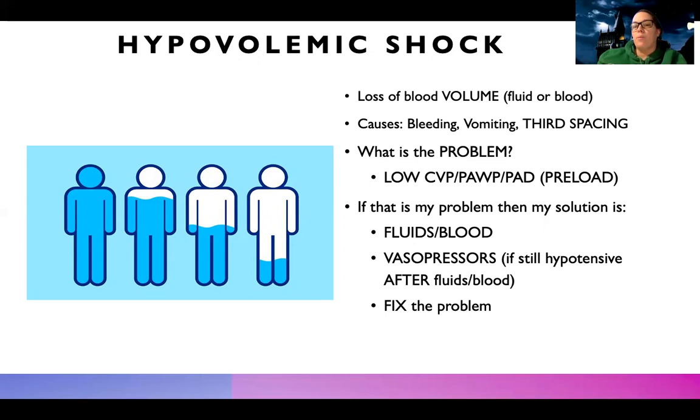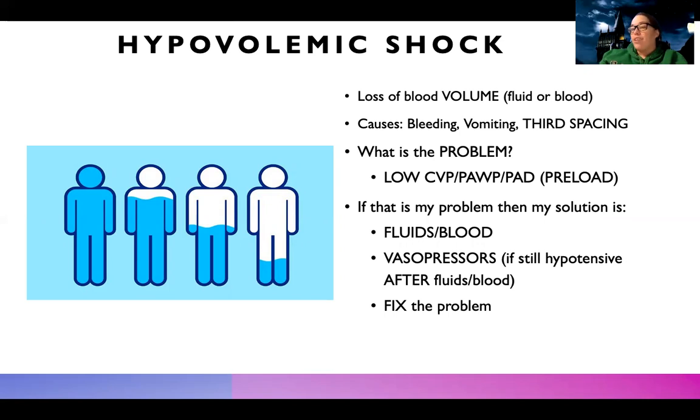So the main problem here is that they have low preload. That's my issue: I don't have enough volume to sustain my body to get that adequate cardiac output. So if my problem is a low preload, then I need fluids or blood. I want to replace whatever's missing. If they're not missing blood, I'm not going to give them blood, but I'm going to give them whatever they're missing. Now, let's say that I give that fluid or that blood and their blood pressure is still low.